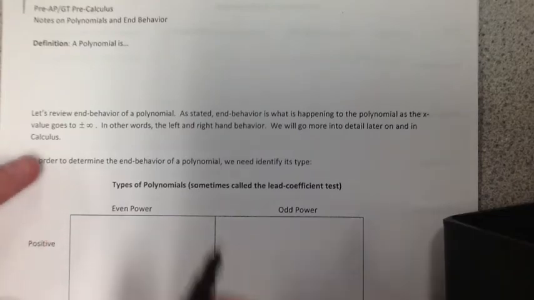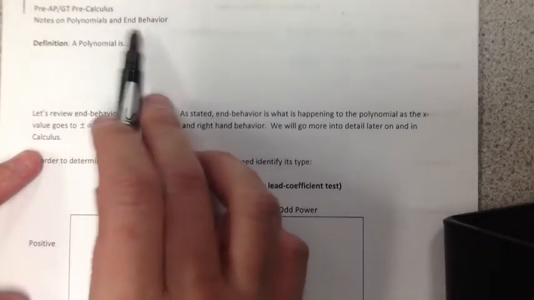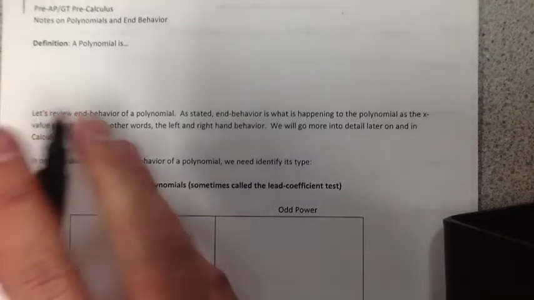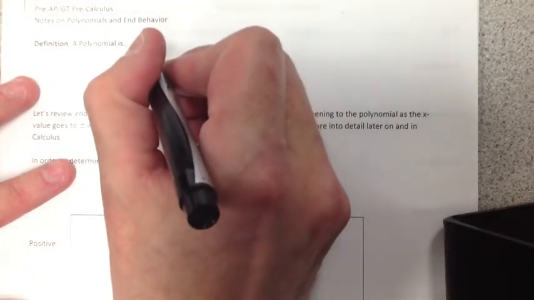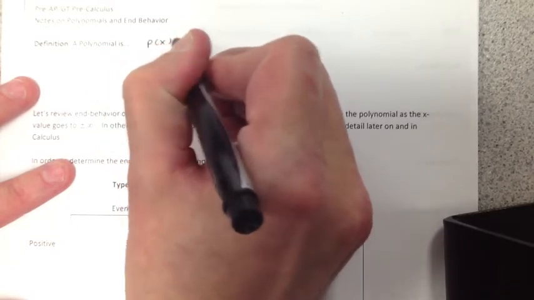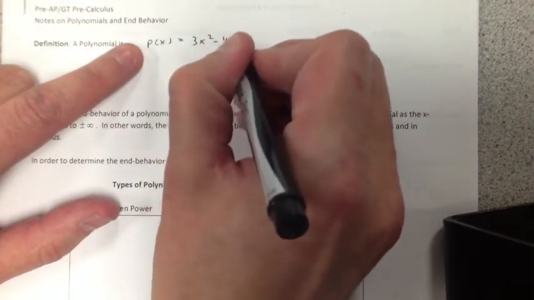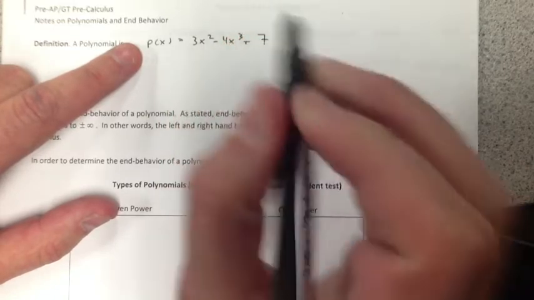For the next couple of days, we will be reviewing polynomials and their end behavior. Now, a polynomial function is normally a function that can be written as a series or sum of powers. A polynomial function could be something like 3x squared minus 4x cubed plus 7.